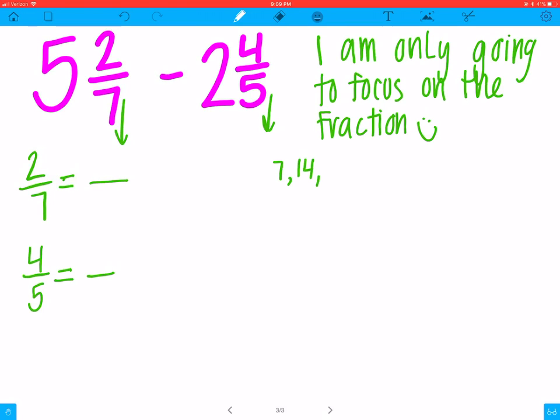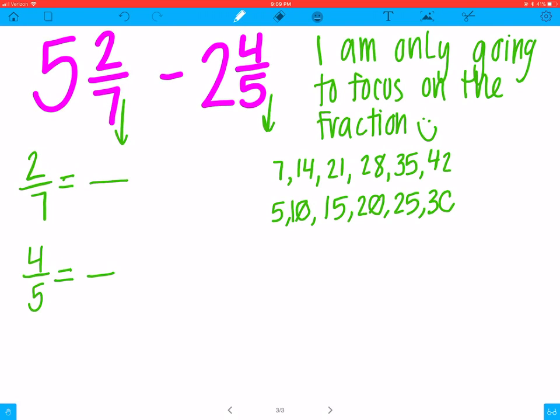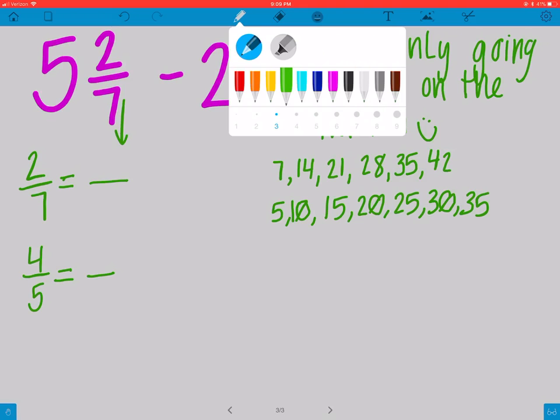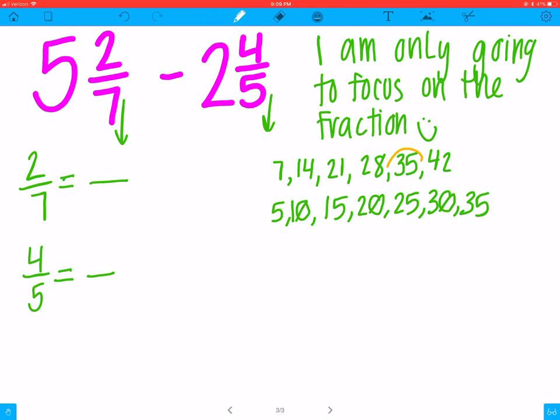So 7, 14, 21, 28, 35, 42, 49. And with 5, I know it's going to have a 5 or a 0 at the end. So 5, 10, 15, 20, 25, 30, 35. Winner, winner, chicken dinner for 35 as my least common multiple, making it my ding, ding, ding denominator. So 35 is my denominator. I circle it, and here I go.